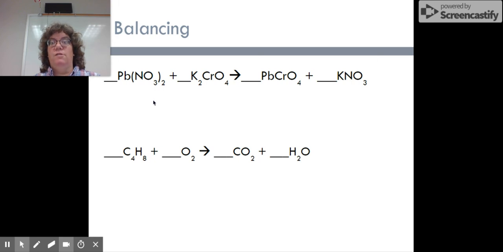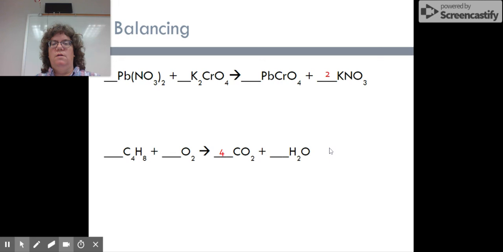Now let's check your answers and see how you did. For this top one, you should only need to put a 2 right here, which gives me 2 potassiums to match up there, and 2 nitrogens there, and 6 oxygens. Everything else should be nice and balanced. So not as difficult as it looks, even though there's lots of atoms there.